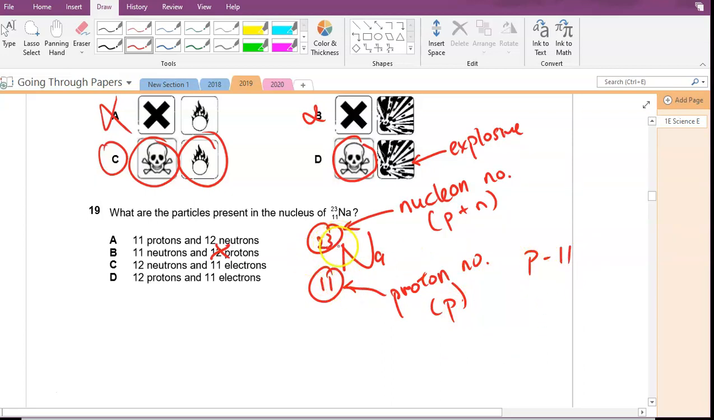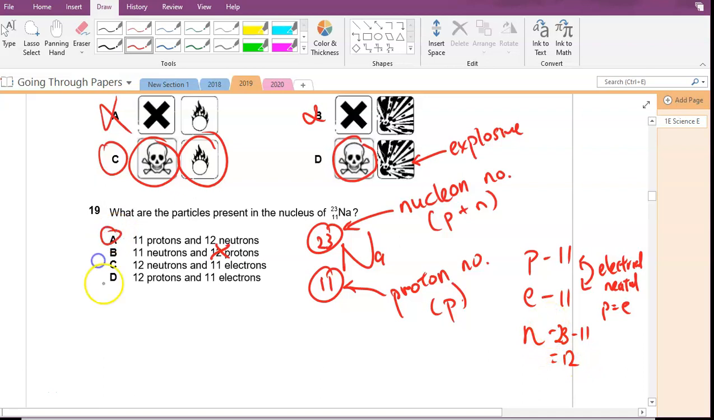Now because this is an atom, the number of electrons will also be the same. So P will be equal to E, because it is electrically neutral. Last one is to find neutrons. Can you see the nucleon number is 23? So protons plus neutrons is 23. Proton is 11, so to find neutrons we take 23 minus 11. So there are 12 neutrons. Therefore, the answer will be A.